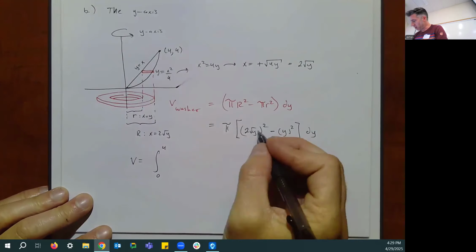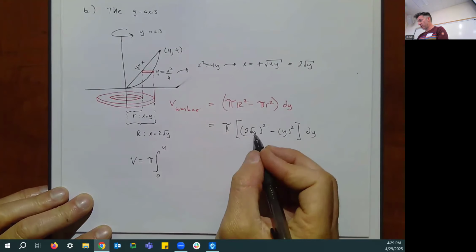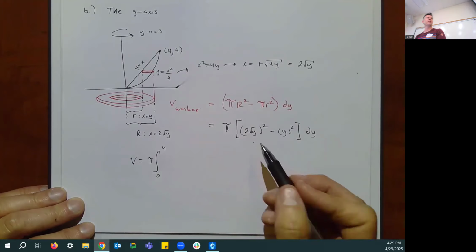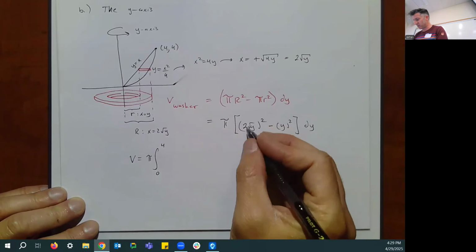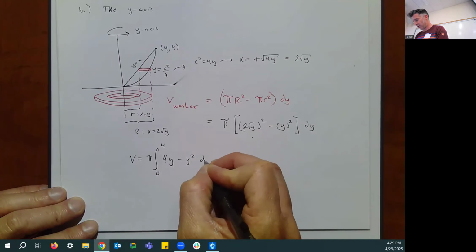And then our integral, we've got the pi on the outside. Inside, we're going to square. I guess you didn't really need to make the simplification since we're going to square it anyway. It's still not a bad idea, though. Squaring this, we get 4y minus y squared dy.